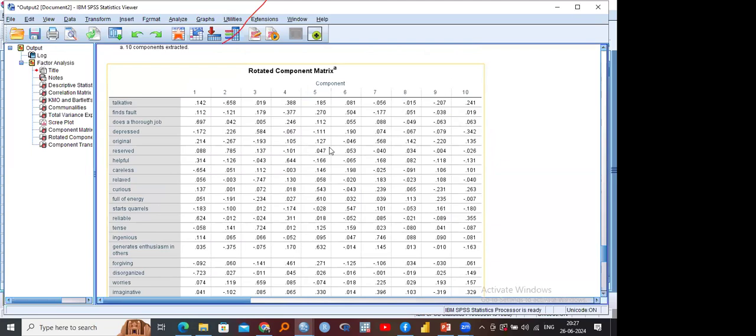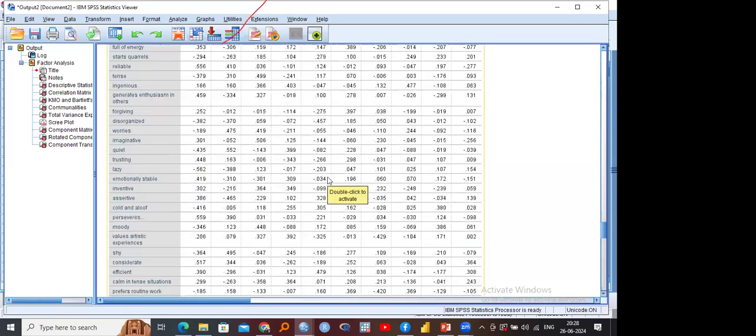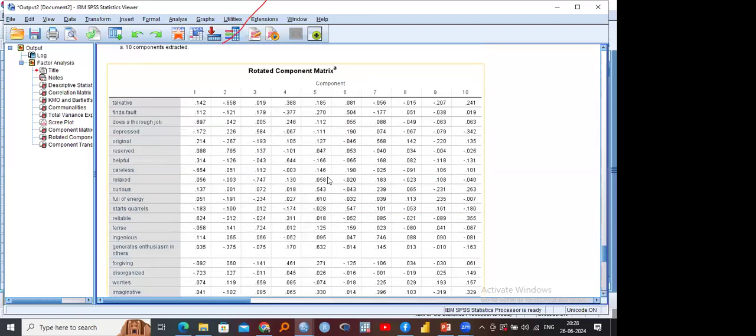Why? Because as I said, factor analysis is a fundamental concept which is based on maximum variation. And in order to have maximum variation, you should go in for rotation. So that is why it is a scientific approach if you go for rotated. So if you are going for rotation, please ignore this component matrix table and go into the next one, which is rotated component.